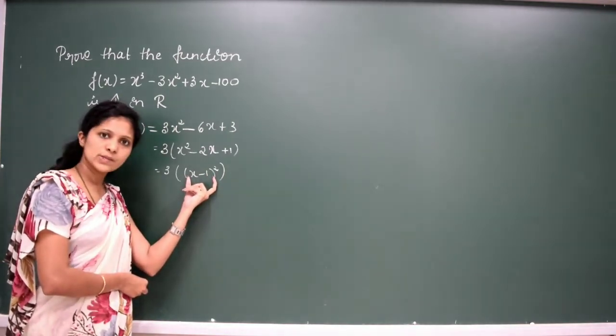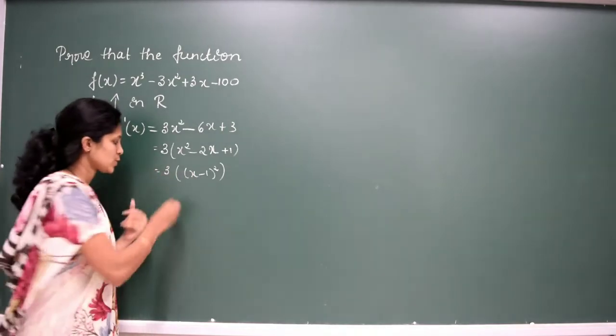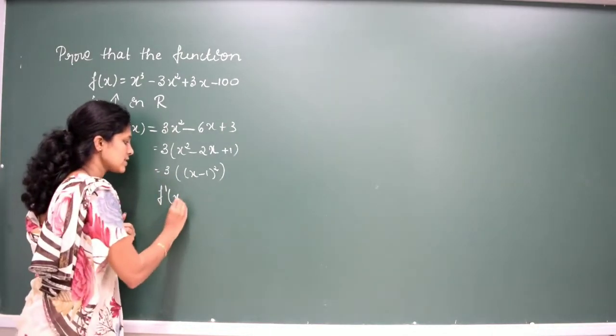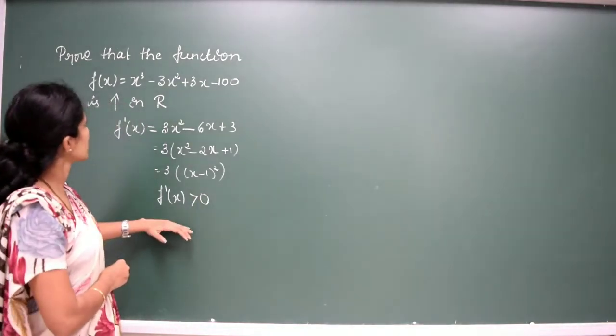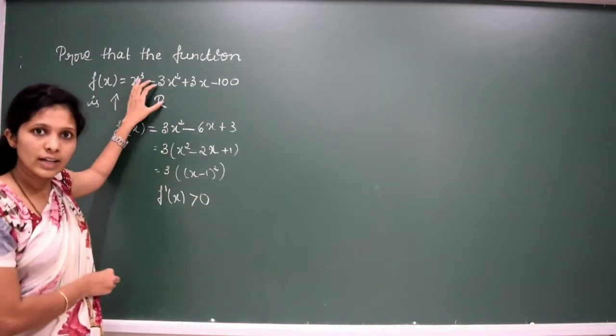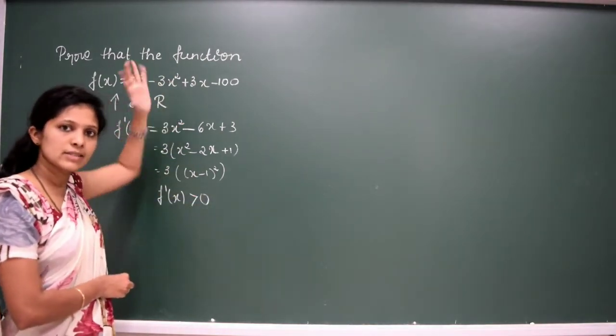X minus 1 whole square is positive. Obviously plus 3 is positive. So positive plus positive will be positive. So f dash of x is greater than 0. The function is continuous, so the function is increasing on R. Since f dash of x is greater than 0, the function will be increasing on R.